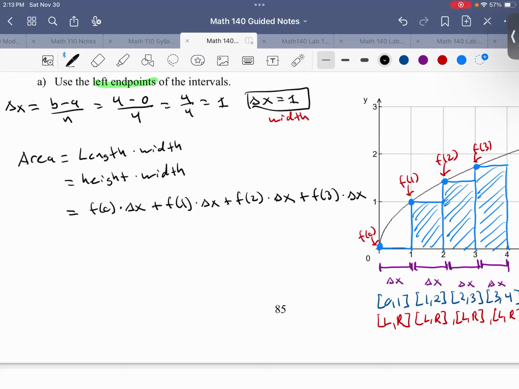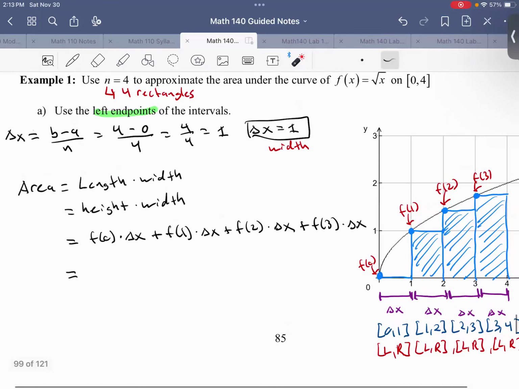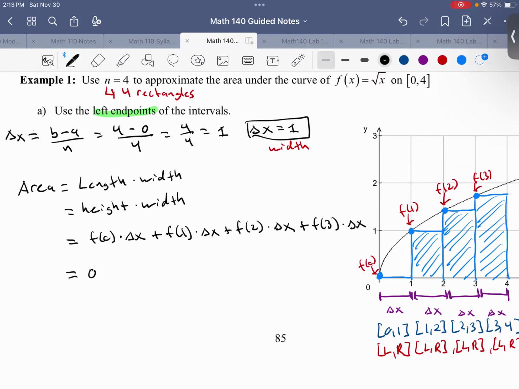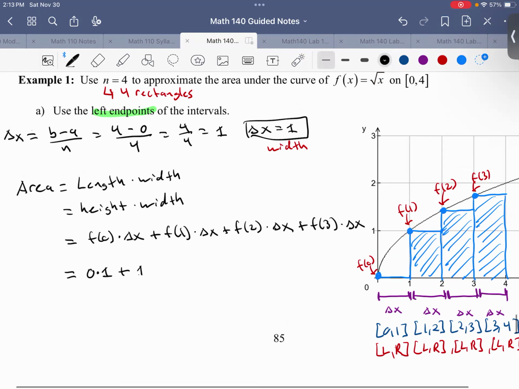So let's go ahead and plug in these numbers now. So f of 0, well, where is f of 0? It's basically 0. Square root of 0 is just 0. So this would be 0 times delta x, which is still just 1. And then f of 1 right here, square root of 1 is just going to be 1. So plus 1 times 1. Delta x is still 1.